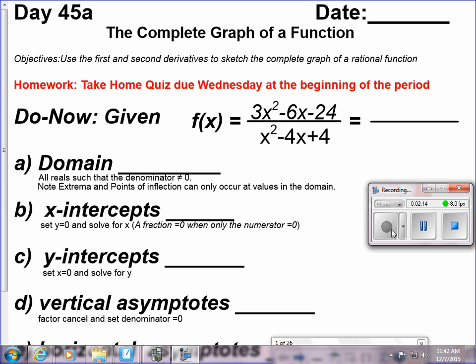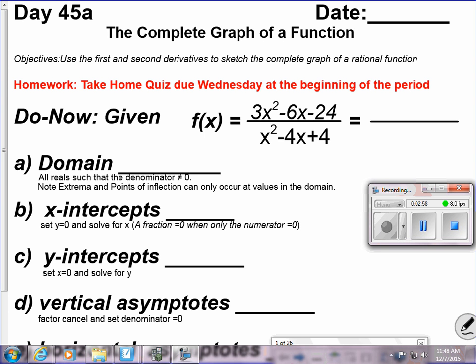All right, what I want you to do, when I'm checking your homework, is fill in this information. I've given you all clues, but before you do that, I want you to factor, rewrite the function, clean it up a little, and then you can tell me what the domain is. And I give you the hints underneath. Just don't let all reals such that the denominator doesn't equal 0. Find the x-intercept, set y equal to 0, and solve for x. A fraction equals 0 when the numerator is 0, etc. So go through, fill in this information, and then we'll get the first and second derivatives, and we'll put it all together.